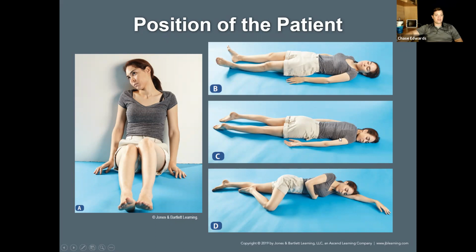So if prone is face down, then supine would be which position? B. That's right. And then Fowler is going to be which position? A. That's right. A. And then the recovery position is going to be D. Last one. Okay. It's also known as what? Left lateral recumbent. That's right.